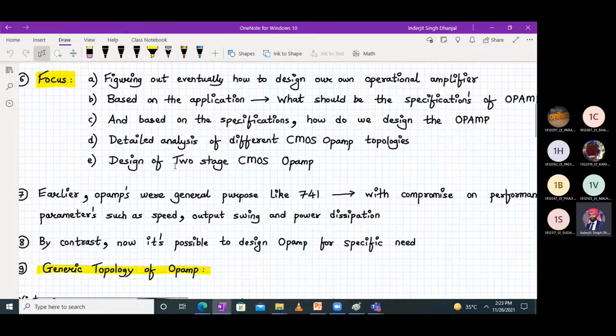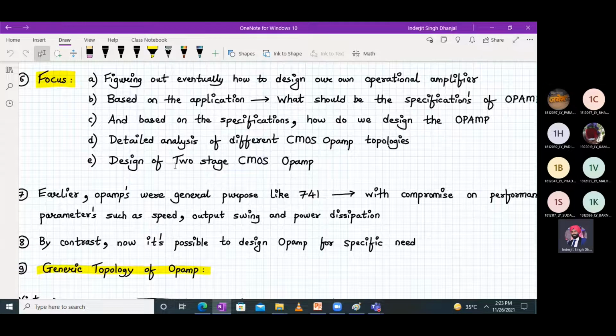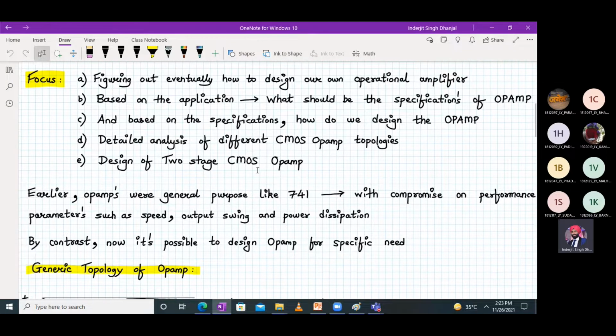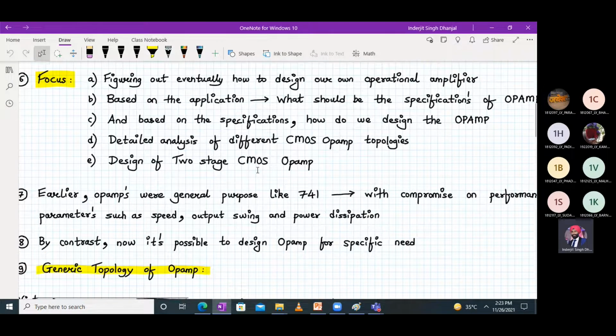Earlier, op-amps were basically general purpose, like the 741. We know op-amp from IC 741, which compromised on performance parameters such as speed, output swing, and power dissipation. It had a constant gain of around 2 into 10 raised to 5, and it had its own limitations. It was not a high-speed op-amp, neither did it provide a great output swing or power dissipation. By contrast, now it's possible to design an op-amp for a specific need and application.